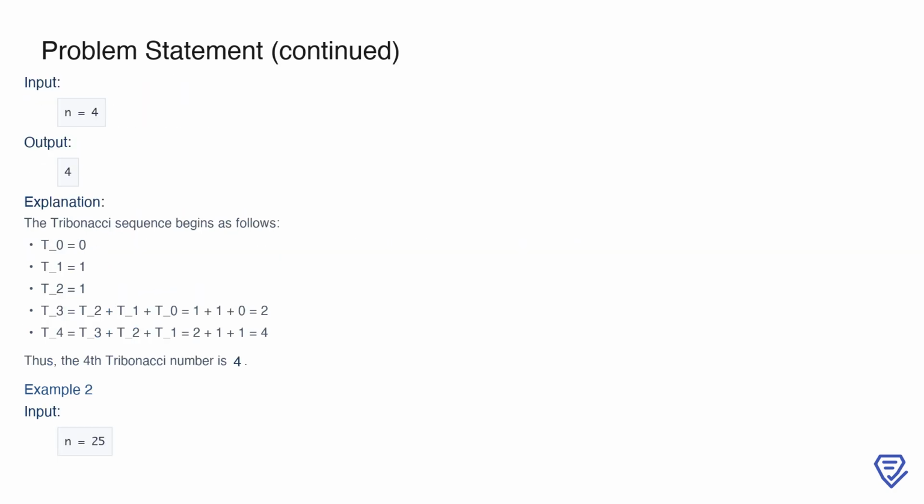To see how the Tribonacci sequence works in practice, consider an example where n equals 4. Starting with the base cases, t_0 equals 0, t_1 equals 1, and t_2 equals 1. Next, we calculate t_3, which is the sum of t_2, t_1, and t_0. This results in 1 plus 1 plus 0, giving us t_3 equals 2. Finally, we calculate t_4 by summing t_3, t_2, and t_1. That is 2 plus 1 plus 1, resulting in t_4 equaling 4. Therefore, the fourth Tribonacci number is 4.